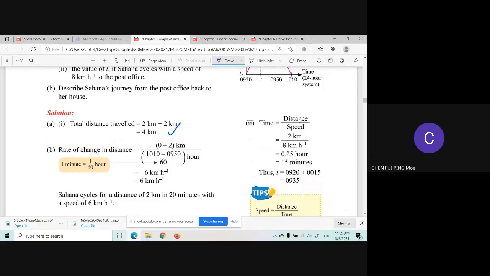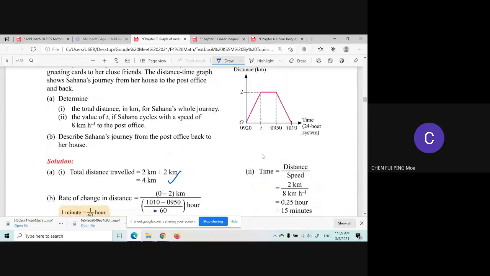This one, time. Okay, distance. Oh, wait. Speed is 8 km per hour. So we can write down speed equals 8 km per hour. Speed is distance divided by time. They're asking you, distance is 2, right? From here to here is 2. So 2 divided by the time that you want to know equals 8.